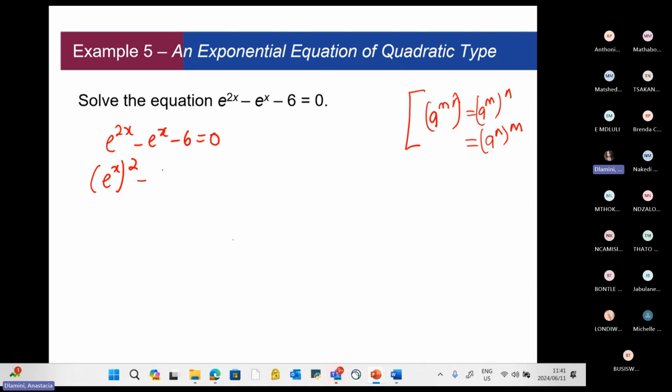Minus, now we can see that this is to the power of x, and e to the power of x is the same as to the power of 1, minus 6 equals 0. Then we let e to the power of x be k. So now, before we introduce the k method or the x method or whatever, by just looking at this, you can see that this looks like a quadratic equation. But instead of x, it's actually what? e to the x.